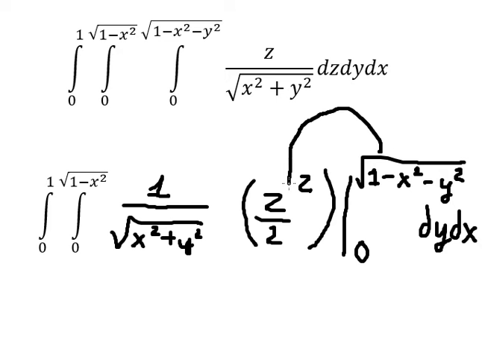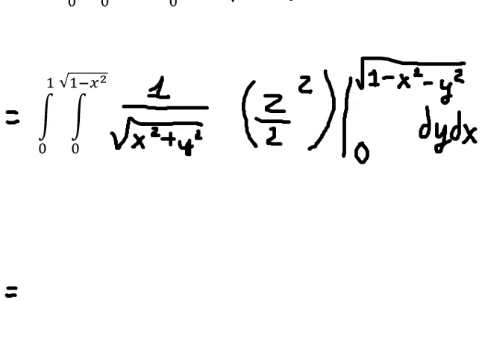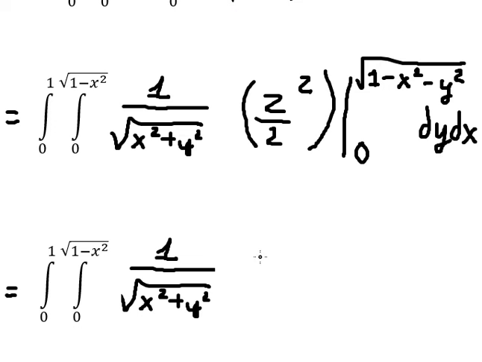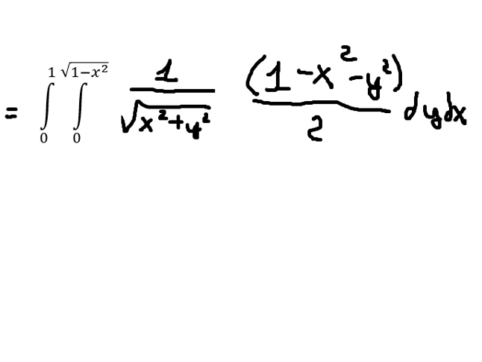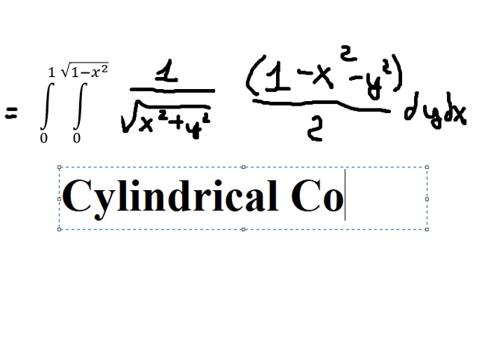So this one I will put in here, and number 0 I will put in here. So this one we have one minus x squared minus y squared over number 2. Next, we can use about cylindrical coordinates.